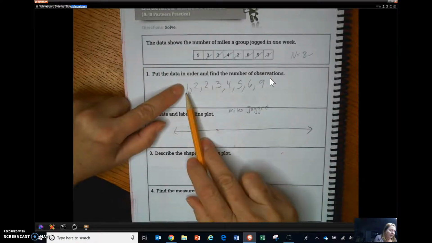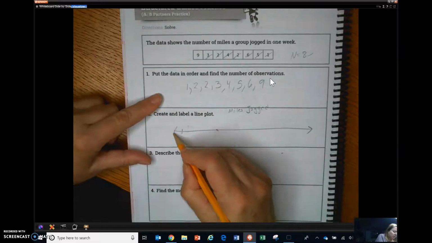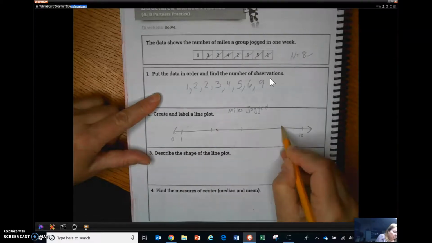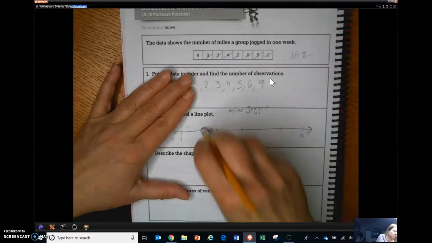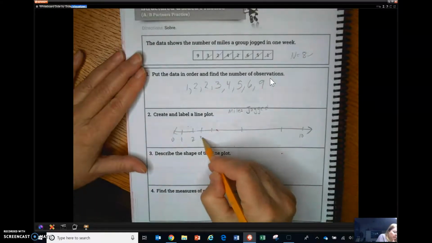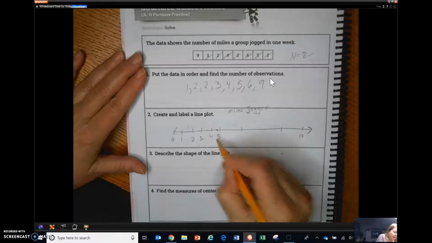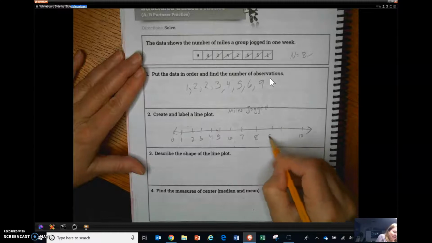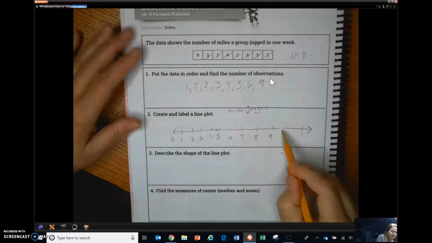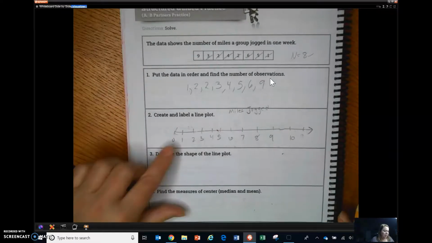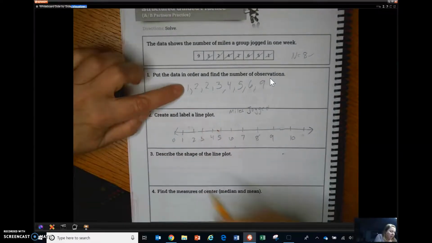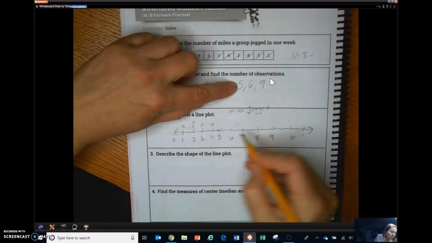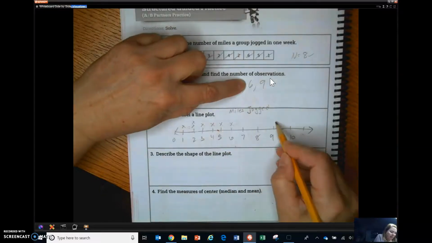I need to go from 1 to 9, so that's easy. So 0 would be here, 10 would be there. 1, 2, 3, 4, 5, 6, 7, 8. I'll change it a little bit. 10. Okay. 1, 2, 3, 4, 5, 6, 7, 8, 9, 10. Okay. So I've got one 1, two 2s, one 3, one 4, one 5, one 6, and one 9.